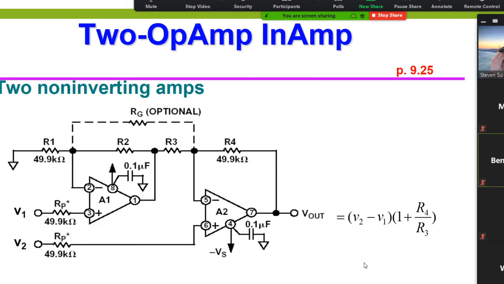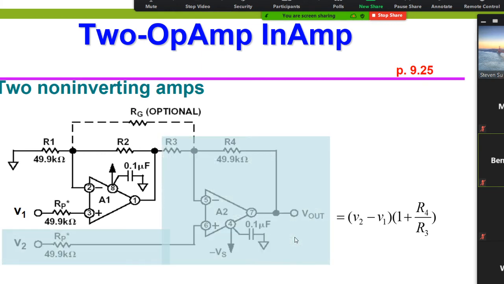Of course, you have a two op-amp instrumentation amplifier. This one used to be a final exam question. You need to derive the transfer function. It is a little bit challenging, but if you are very good at op-amp circuits, then you can derive the transfer function.